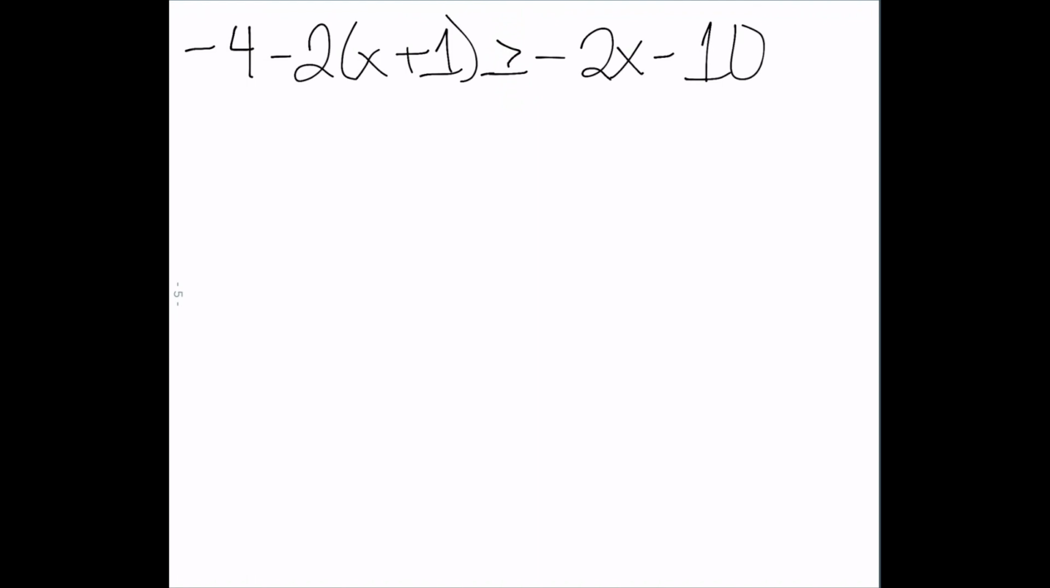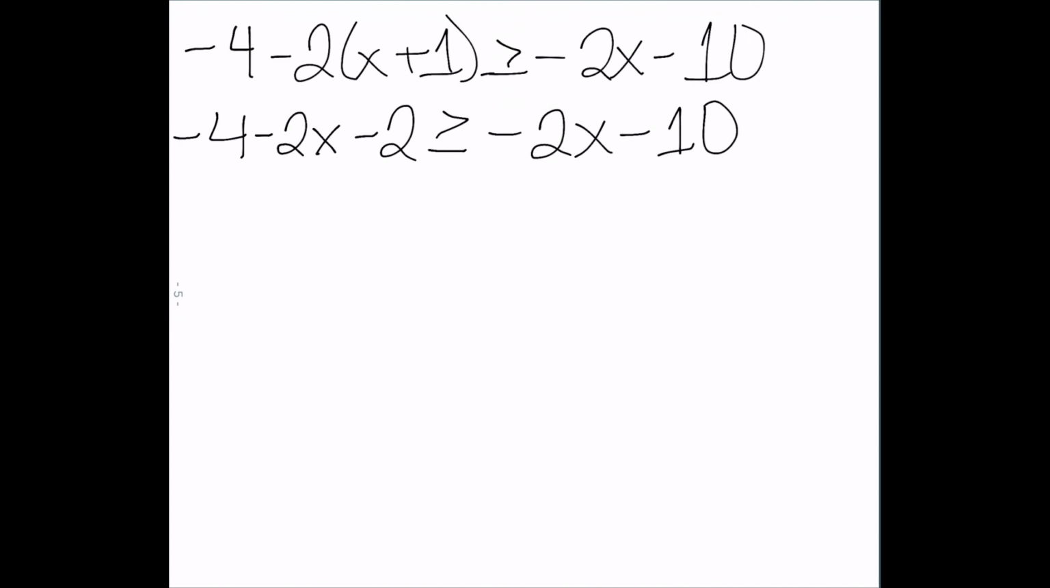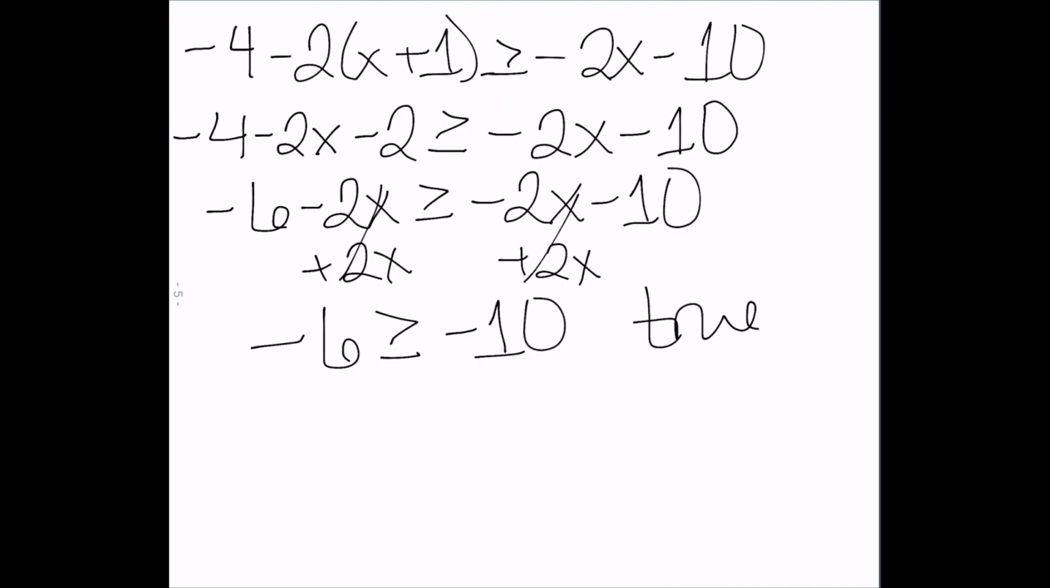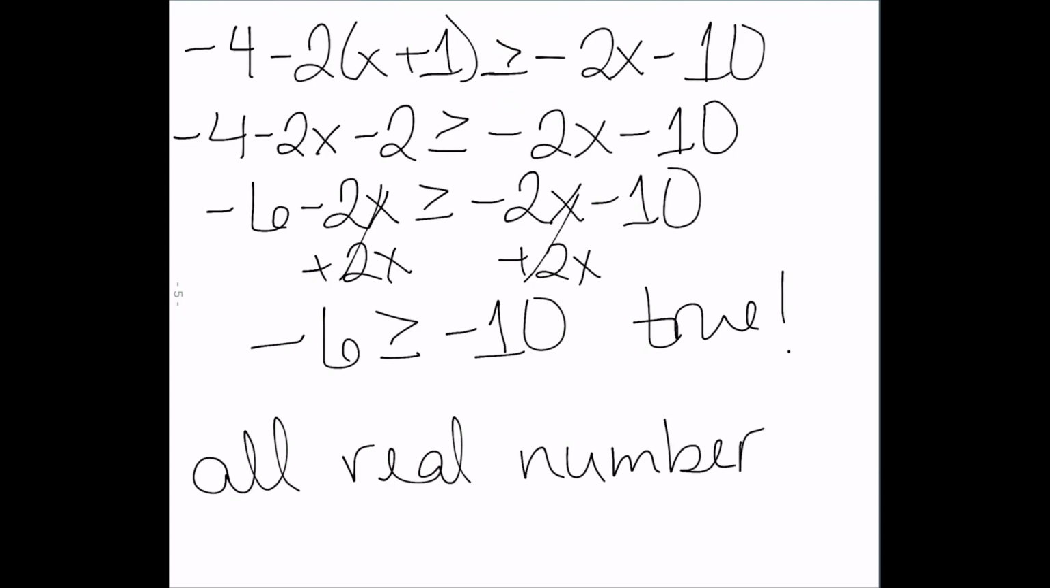Let's look at one more. Negative 4 minus 2 times x plus 1 greater than or equal to negative 2x minus 10. Distributing would give me minus 4 minus 2x minus 2 is greater than or equal to minus 2x minus 10. So this is negative 6 minus 2x greater than or equal to negative 2x minus 10. When I add 2x to try to get the x's together, this time I have negative 6 is greater than or equal to negative 10, which is always true no matter what. Negative 6 is bigger than negative 10. So this solution is actually all real numbers. Any number that you can think of is actually going to make this inequality true.